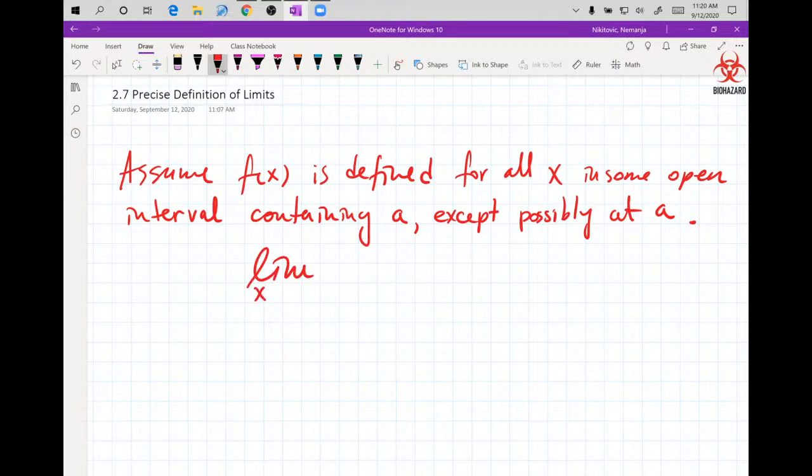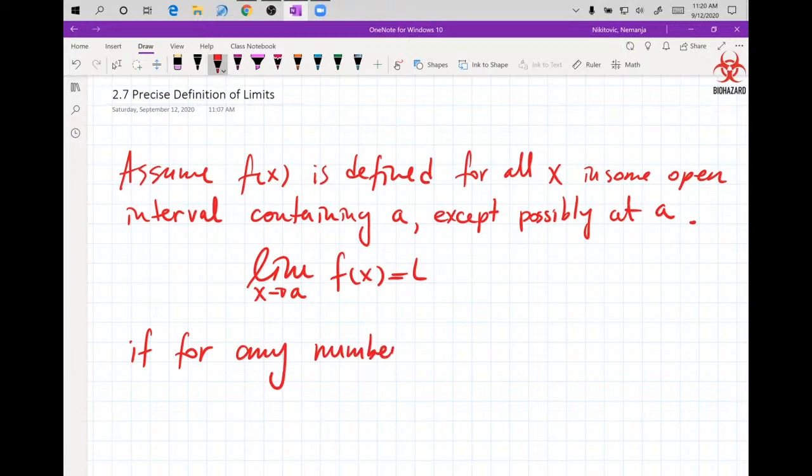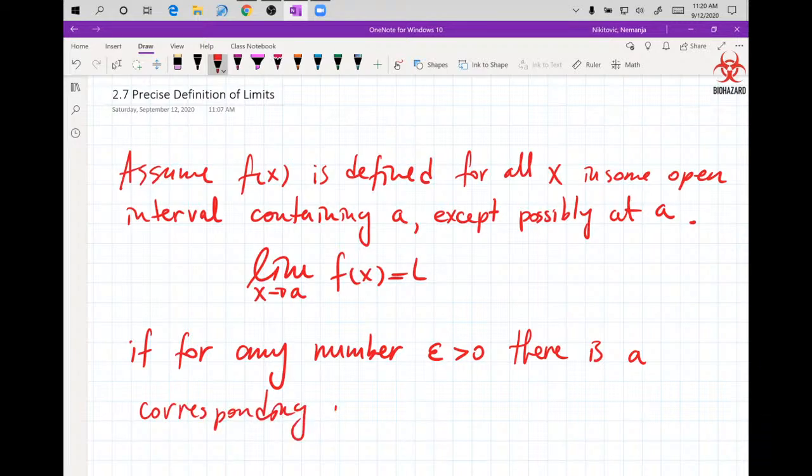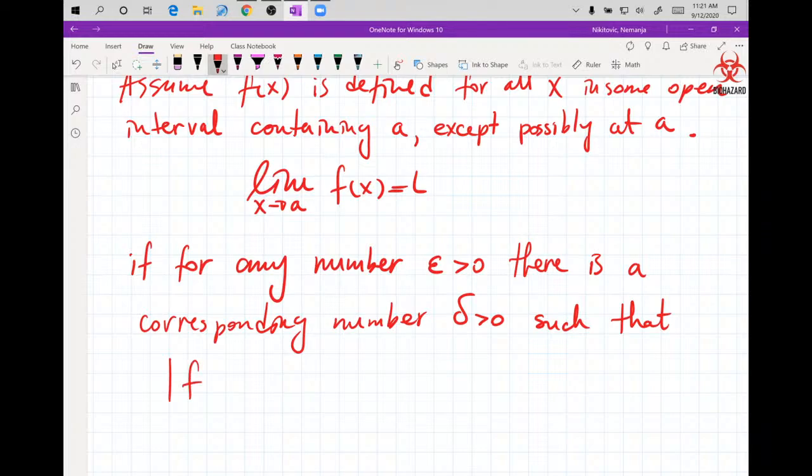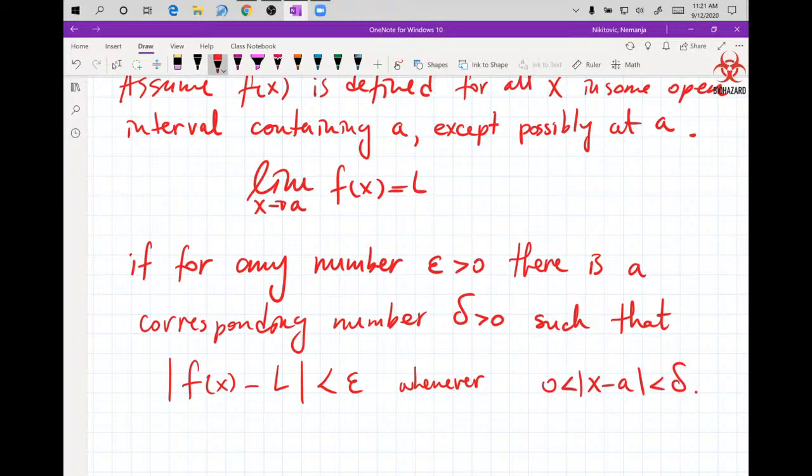So limit as x goes to a of f of x equals L. That's the notation, and we say this if for any number epsilon larger than 0, there is a corresponding number delta larger than 0 such that the difference of f of x and L is smaller than epsilon whenever x minus a is in between 0 and delta. This is the definition.